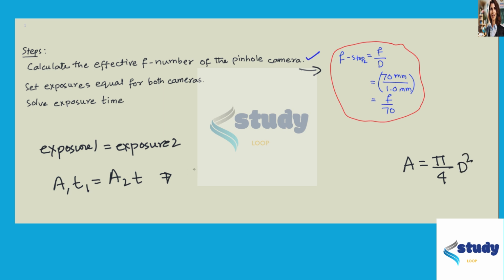So it's going to be pi over 4 diameter of the first camera squared times T1, is equal to pi over 4 diameter of the second camera squared times T2. And from there, we can substitute these two diameters from this following condition, where D should be equal to F over F stop.